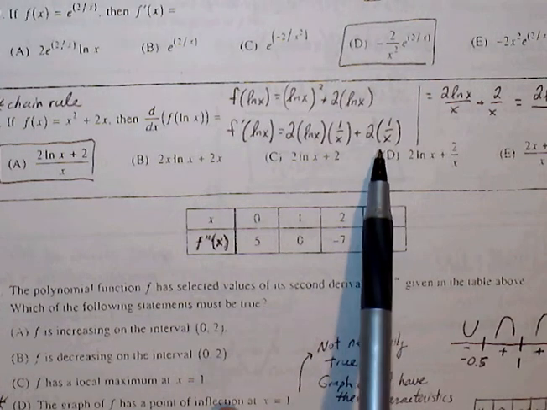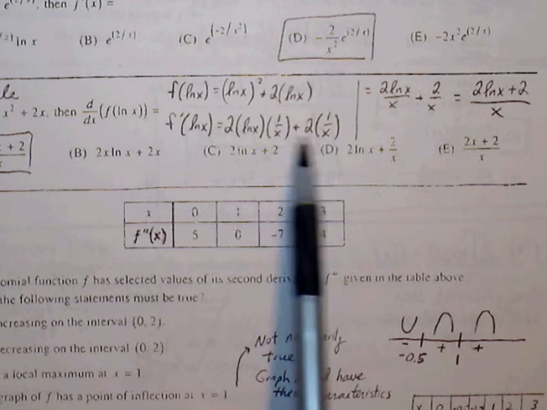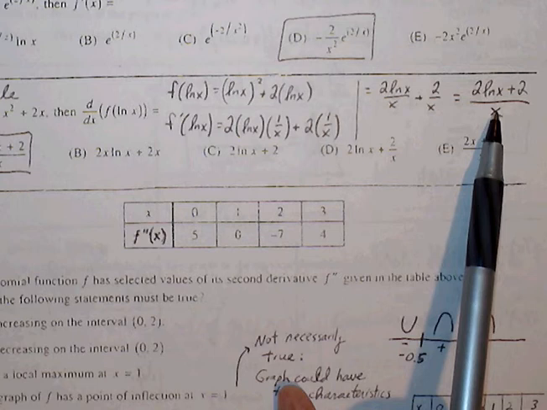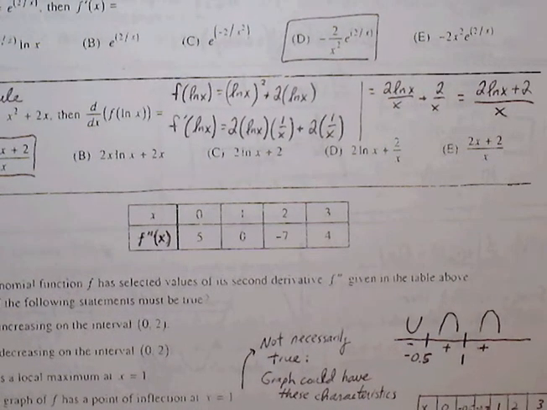And then once we're here, then we can try to match it up with one of our answer choices. I can find a common denominator easily. They already share the common denominator, so I can just write this as one fraction, 2 ln of x plus 2 all over x.